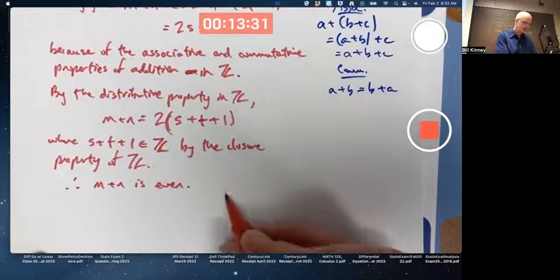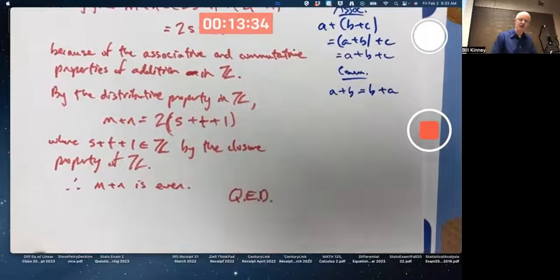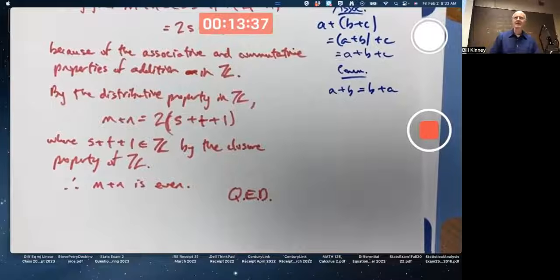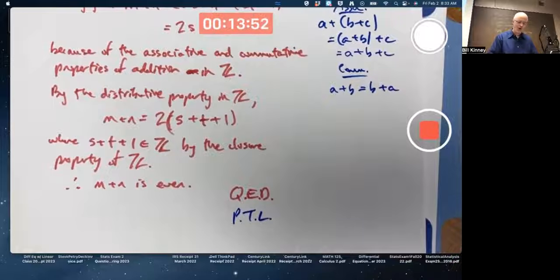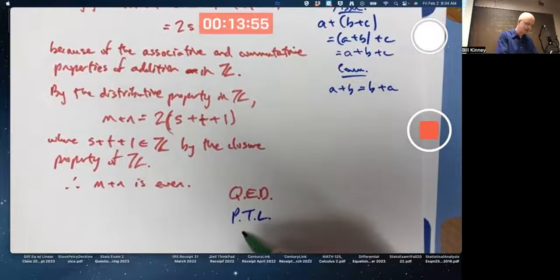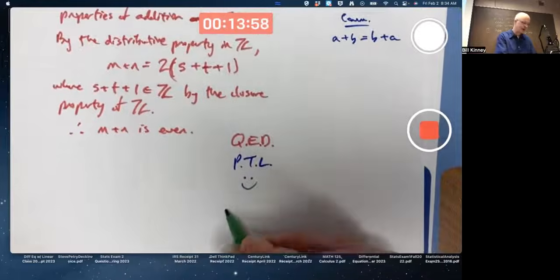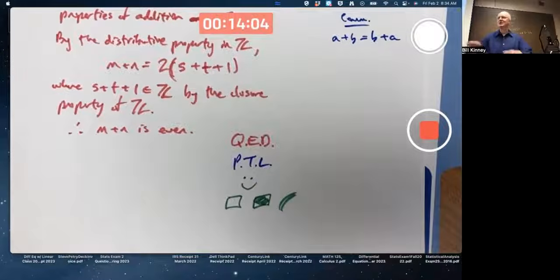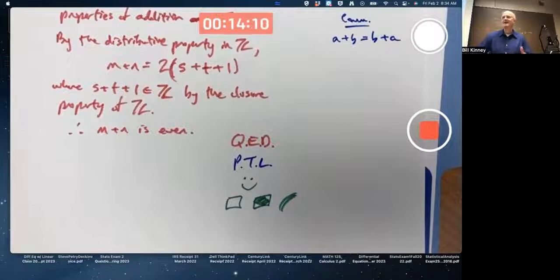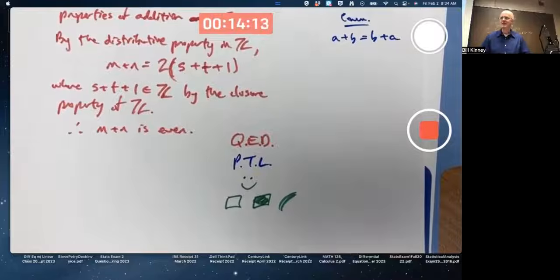QED is Latin for quod erat demonstrandum, I believe I'm saying it right, which basically means I've demonstrated what I set out to demonstrate. If you believe in God, you can also say praise the Lord, PTL, or put a smiley face. Lots of different things you can do there. Actually, you'll often see mathematicians put a box at the end, or maybe a box that's shaded, or maybe two lines. There's lots of things that mathematicians do to celebrate the end of a proof. Right? We want to celebrate. We're done. At least we think we're done.